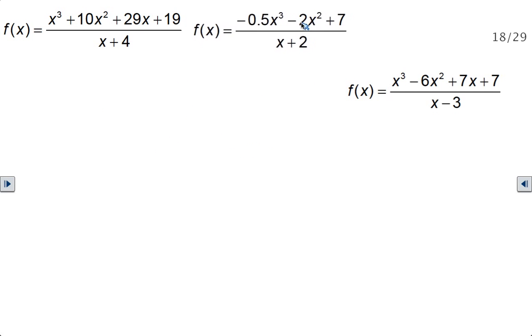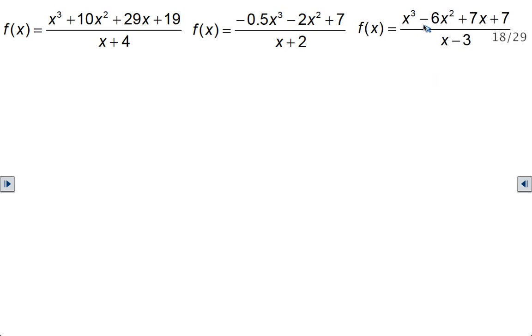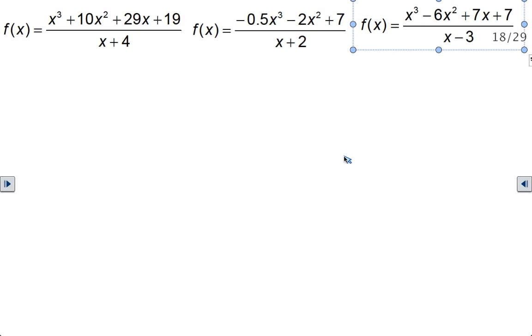I will probably not get through all 6 of these problems in class. And then the rest will just be homework. So these are going to be due on Monday.